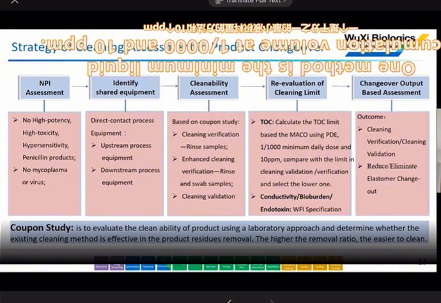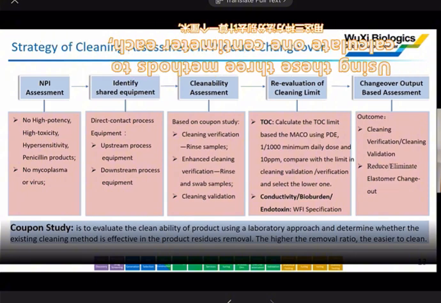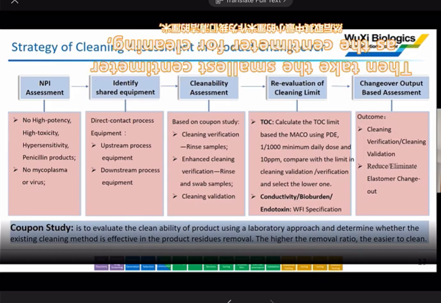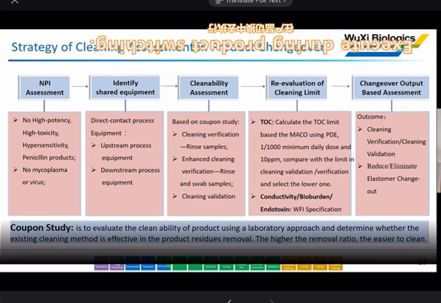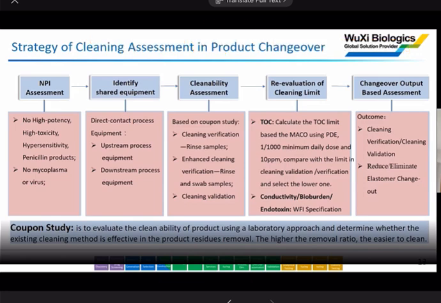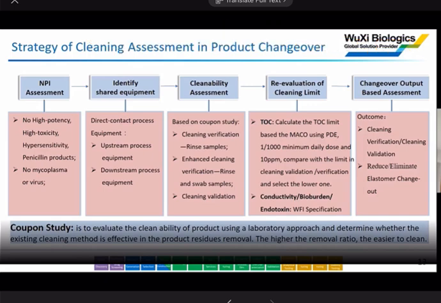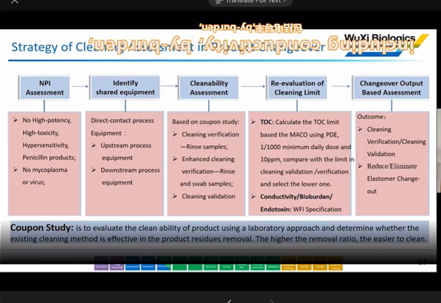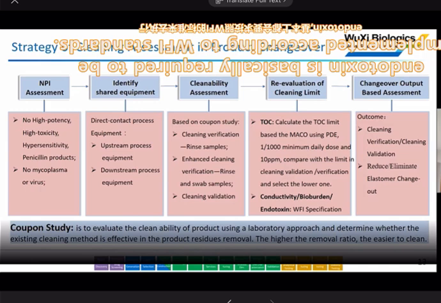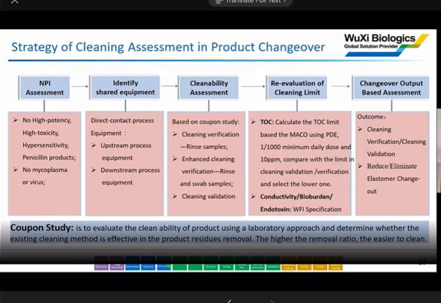Of course, during product switchovers, we also need to recalculate some of its cleaning limits to guide it. This cleaning limit mainly refers to the TOC limit. We mainly rely on 3 methods. One is the PDE method. One is the minimum liquid accumulation volume at 1/1000. And one is 10 ppm. Using these 3 methods, we calculate a limit each, then take the smallest as the limit for cleaning.